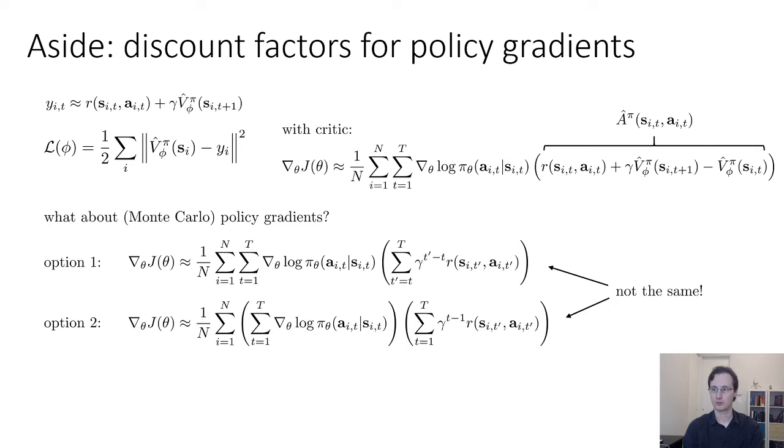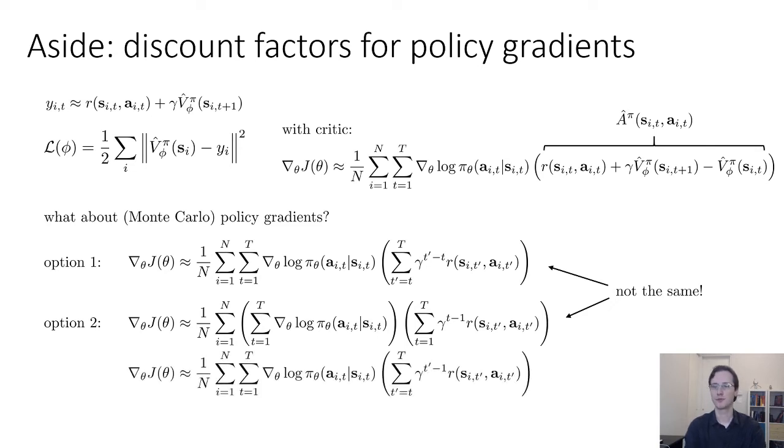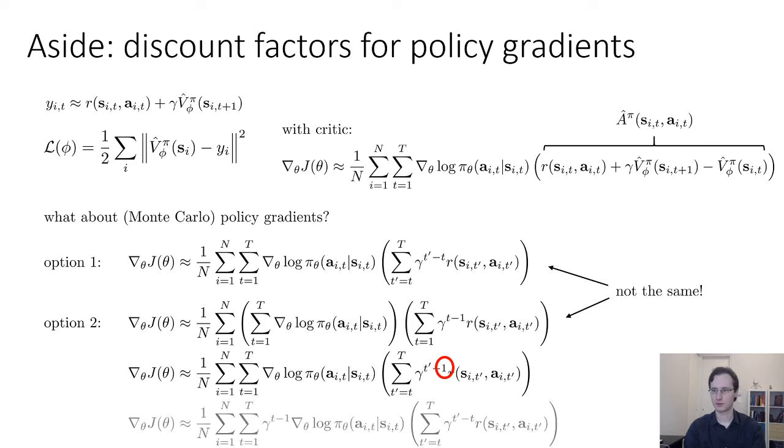Option 2 does not. In fact, if we were to rewrite option 2 by using the causality trick, where we distribute the rewards inside the sum over grad log pi's and then eliminate all of the rewards that happen before the current time step, we'll end up with this expression. We'll end up with grad log pi at step t times the sum from t prime equals t to capital T of gamma to the t prime minus 1, whereas before we had gamma to the t prime minus t. So what's going on here? Why do we have this difference?